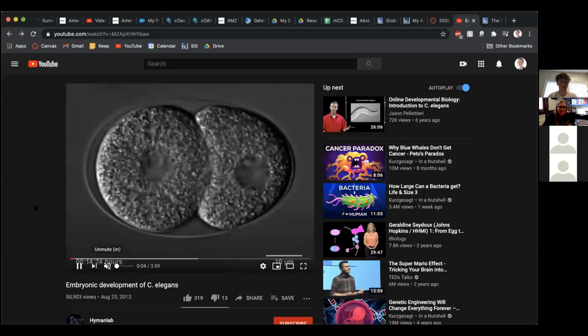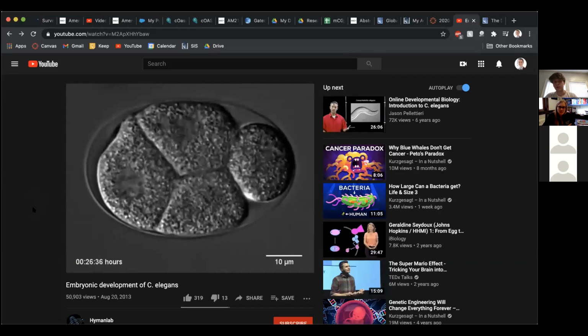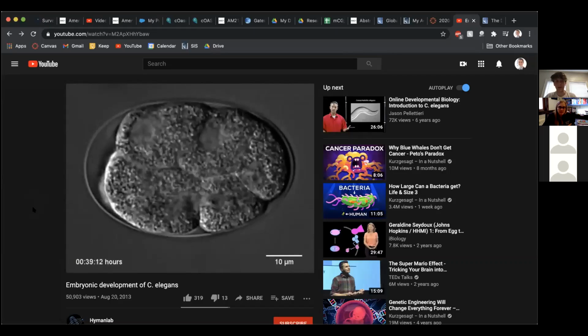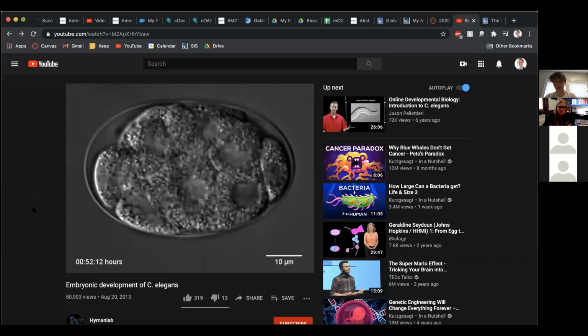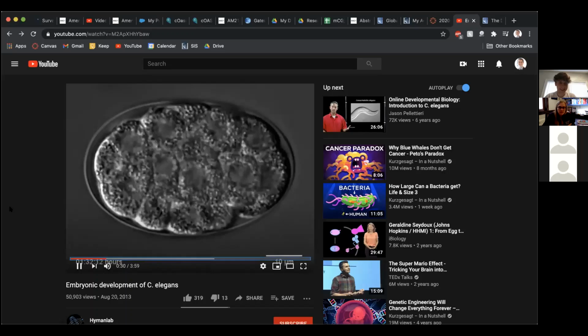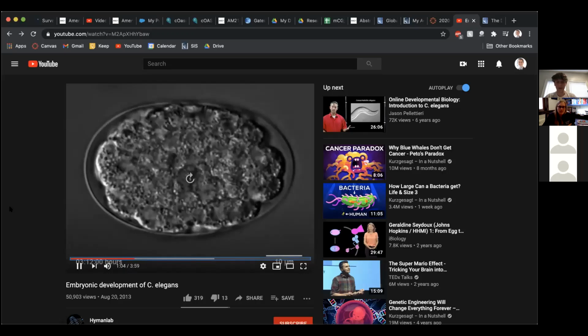I'll skip around, but this is an embryo of C. elegans. People have these high resolution cameras focused on the embryo, and they can watch it develop and see all these cellular events happening. Let me speed it forward. So it quickly becomes a multicellular organism.